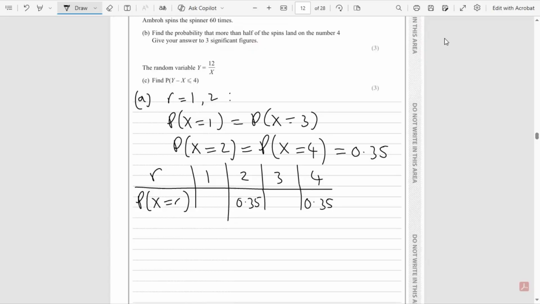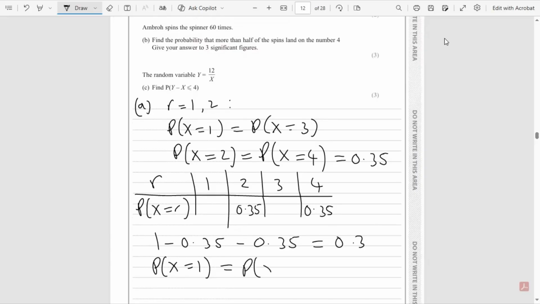So to work out the missing probabilities, we can just do 1 minus 0.35 minus the other 0.35. So this leaves us with 0.3. So the probability x equals 1, which is the same as the probability x equals 3, is 0.3 divided by 2 because they're both the same probability. And again, probabilities add up to 1. So that's going to be 0.15 in there, and that's going to be 0.15 there, and that is our probability distribution. Great, so that's part A.